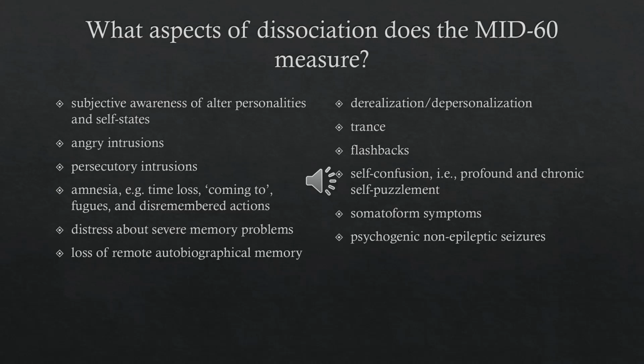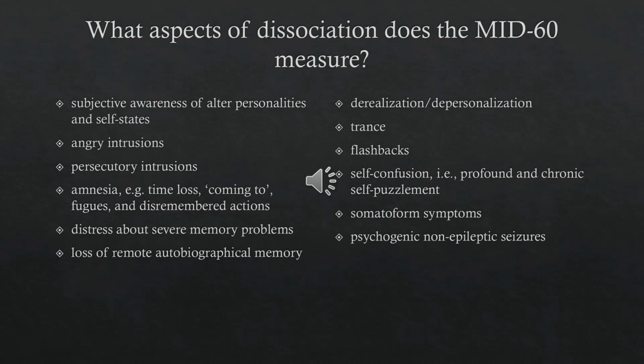There are also some other items like flashbacks, which are very common in trauma survivors, including people with dissociation. So these are really PTSD symptoms. We also look at self-confusion, not just being a little confused. This is this profound and chronic self-puzzlement that people with dissociation have. Then there are the body symptoms, these somatoform symptoms.